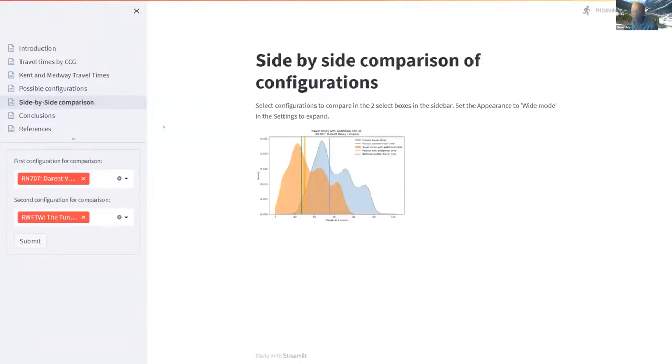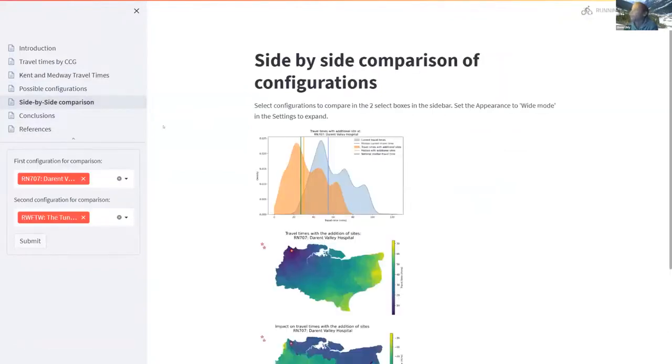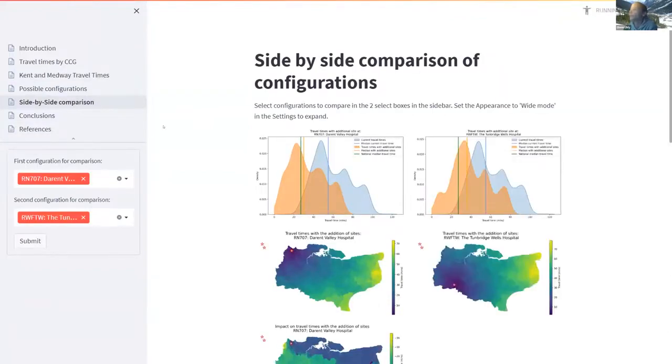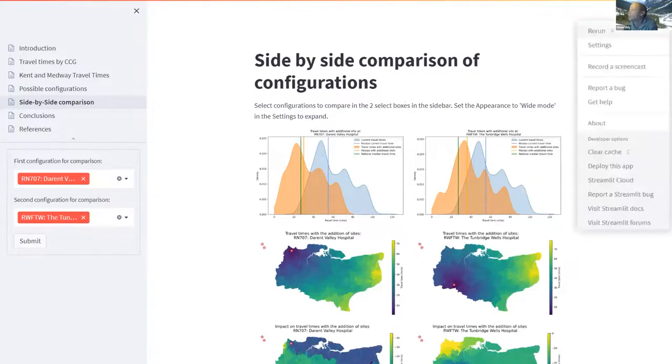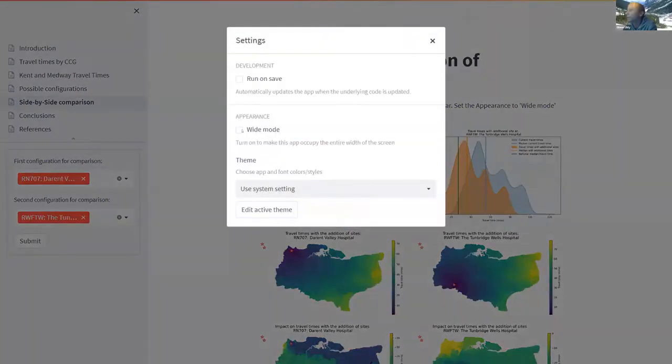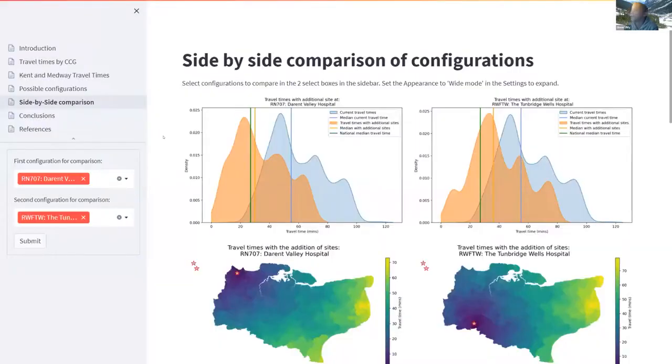So what our project is about really is seeing what happens if we have additional sites. And so in the background here, we can recalculate the minimum travel times. The Python code in the background is doing all that. I'll just zoom. So here we're looking at if we have an additional site at Darent Valley in Dartford, and comparing what would happen if we had an additional site in Tunbridge Wells.